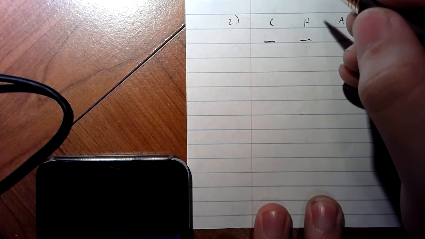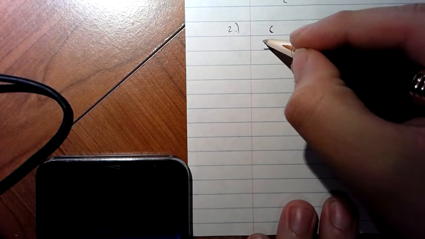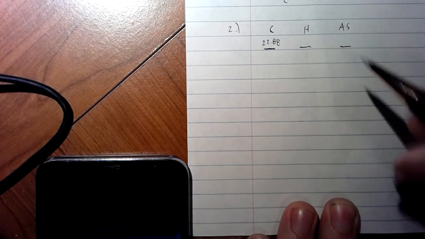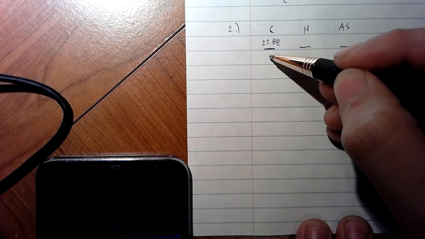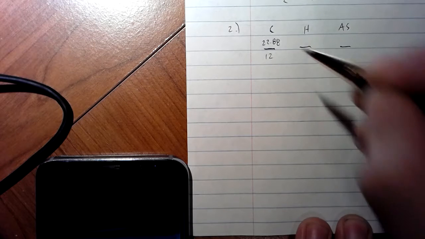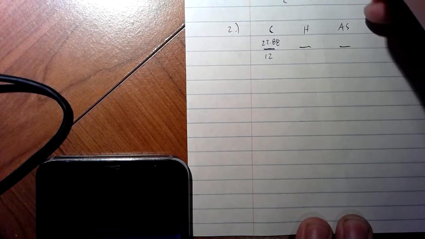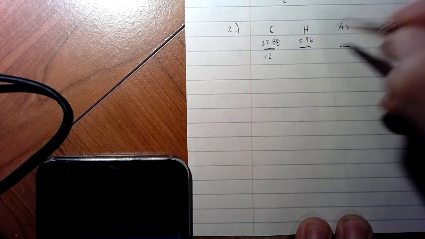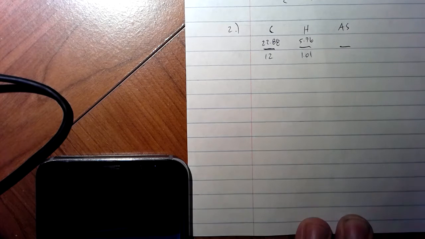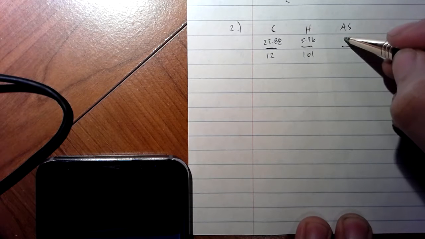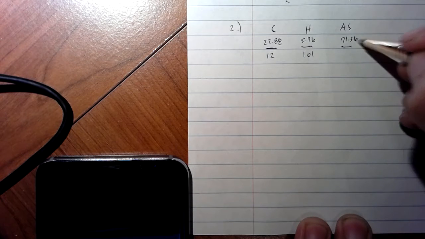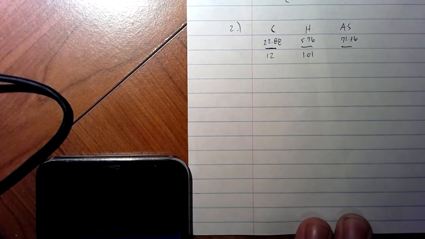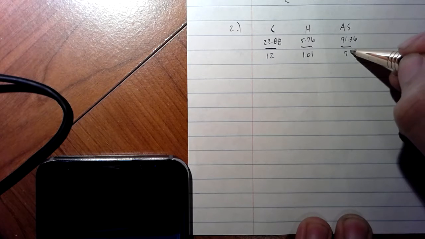So for carbon we have 22.88%. So I'm going to copy that right here. And then in the denominator I'm going to get the mass from the periodic table and write it there underneath. For hydrogen we have 5.76 out of 1.01. And for arsenic we have 71.36%, but I'm just writing it without the percentage. And then out of 75, and we got that number from the periodic table.